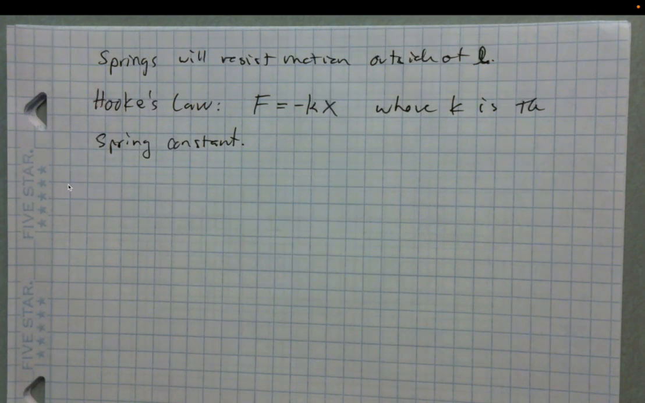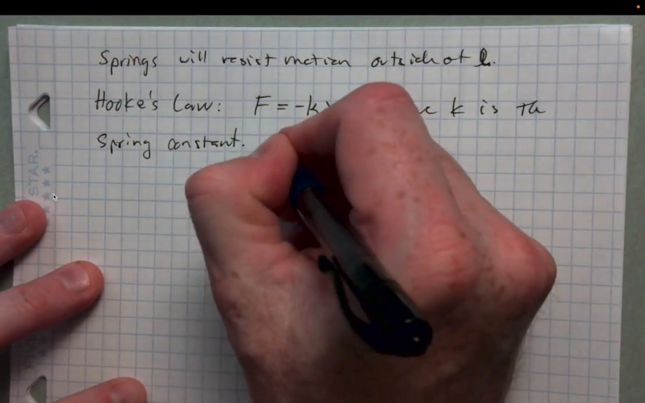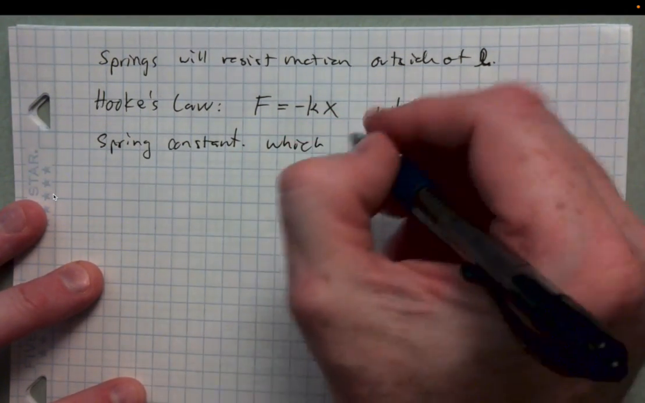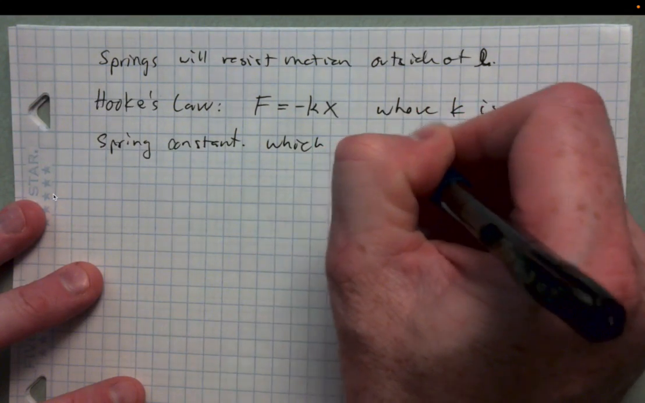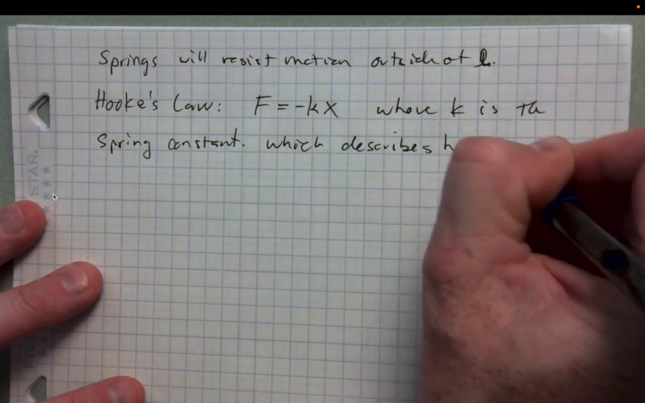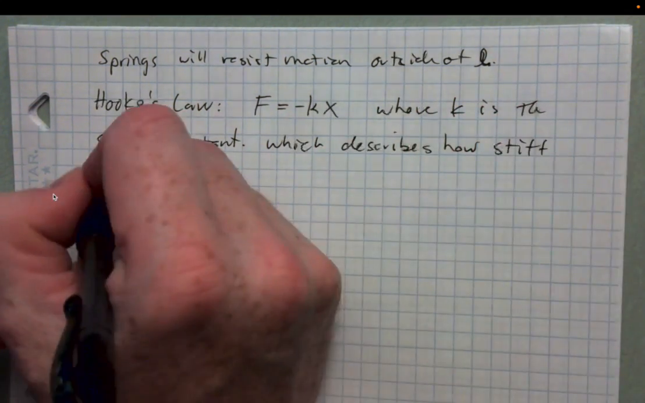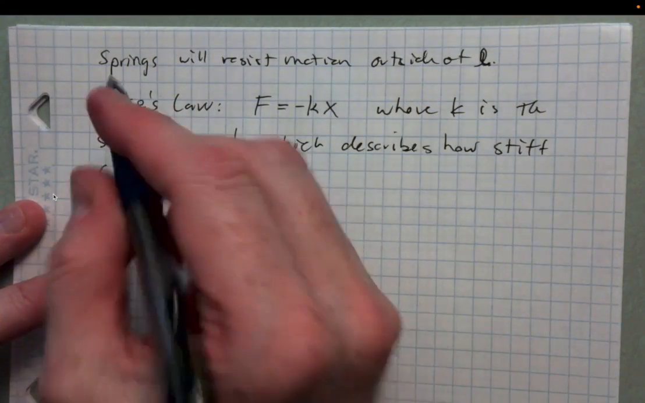So the spring constant, you can think of this K as being a proxy for how stiff the spring is. The spring constant describes how stiff the spring is. And by stiff, what do we mean? We mean resistant to stretching and compression.